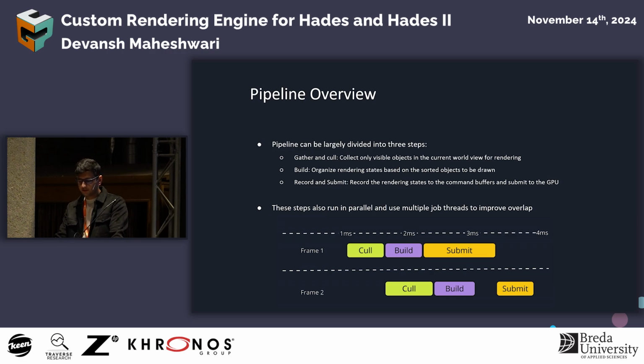So this pipeline can largely be divided into 3 steps. The first step is the gathering and culling step. The second one is the build step, which is the render commands. And the third step is our record and submit step, which is our last graphics API layer, which submits all the workload to the GPU. It's also important to note that all of these steps run in parallel between different frames. So if the game thread is running fast enough, we can have culling and blending being done on one thread, but as soon as it's done, the next frame can start and do it, so that we're able to keep up with the game thread.